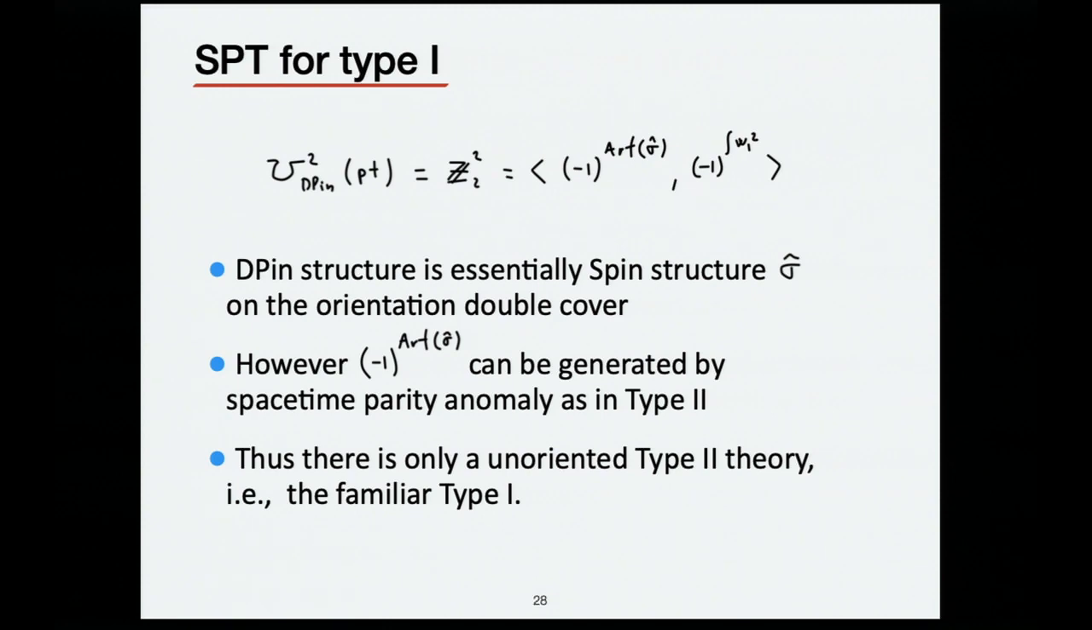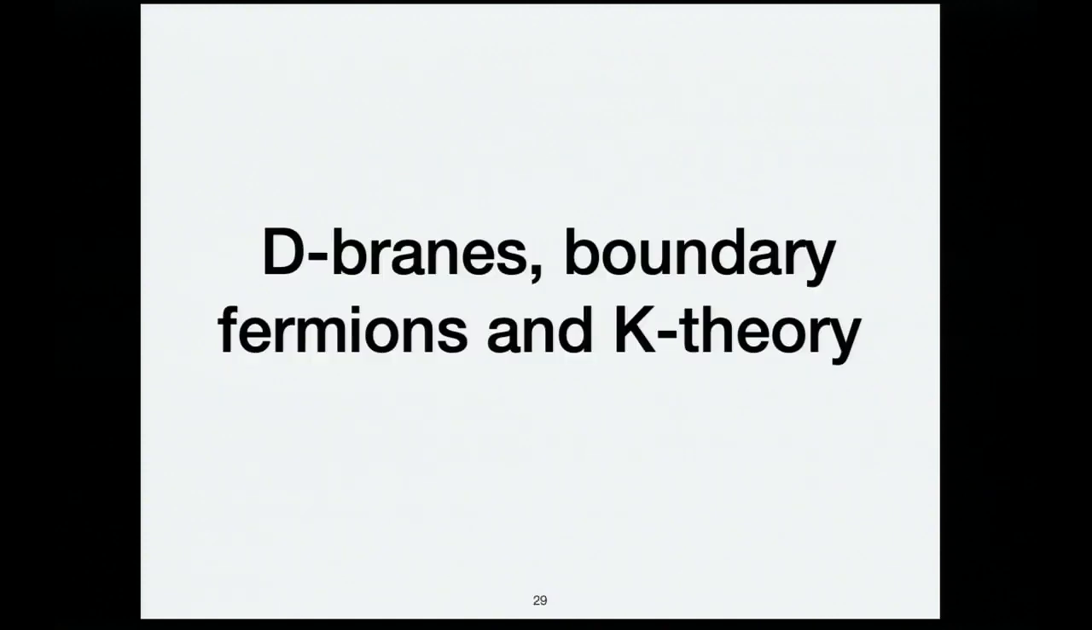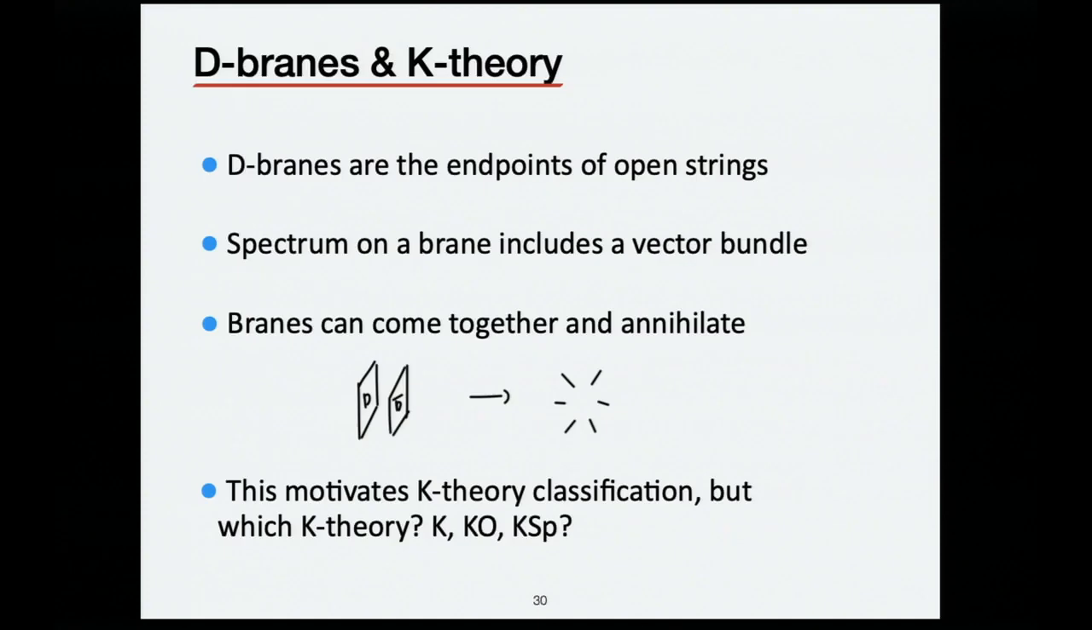Okay, I'm running out of time, so let me tell you a bit about D-branes. I told you D-branes are the endpoints of open strings, and we know that from this open string spectrum, the brane includes some vector bundle. If you have a stack of them, it can be some abelian vector bundle. But we also know that branes can come together and annihilate. And this motivates that we should be considering equivalence classes of vector bundles up to things that you can subtract. Basically, this motivates that they're classified by K theory.